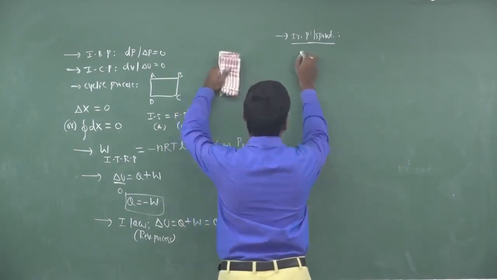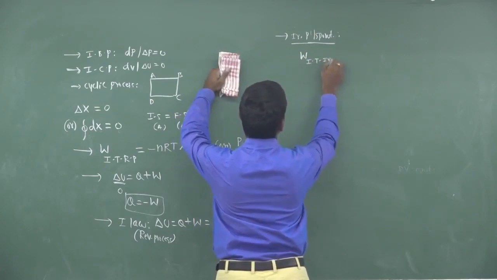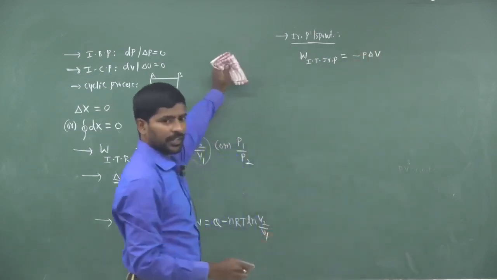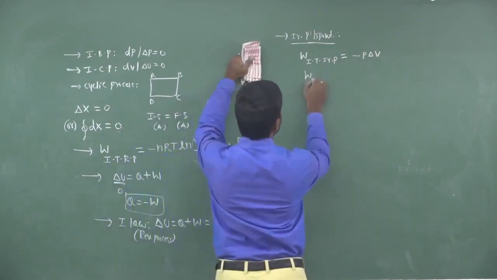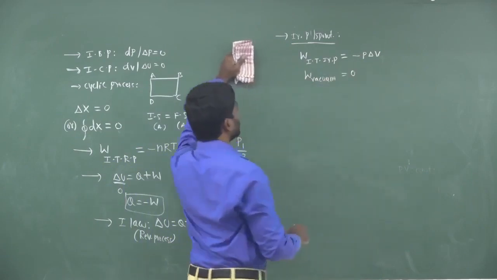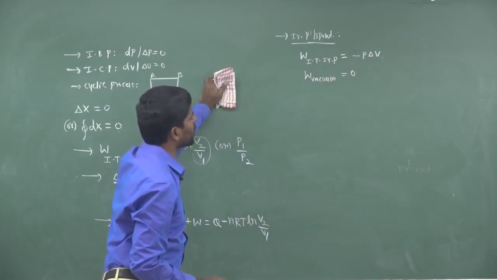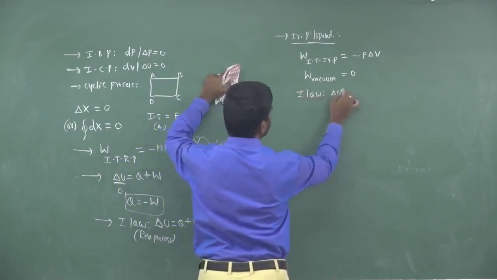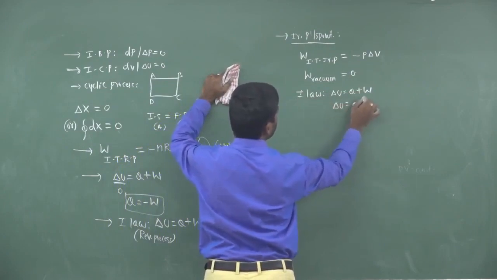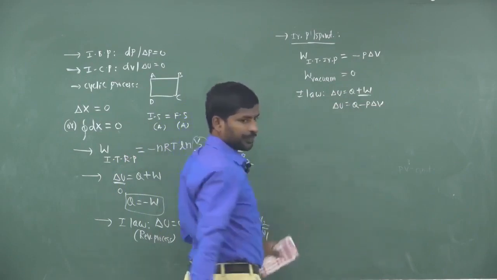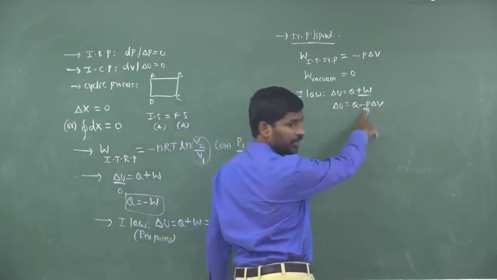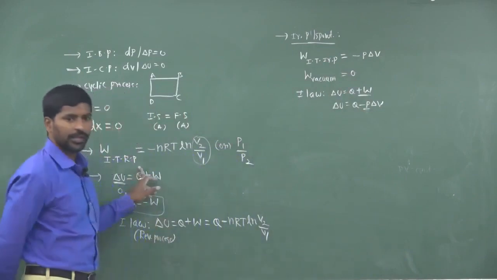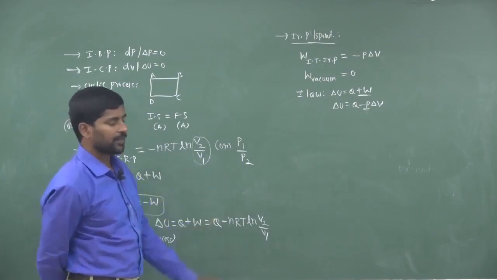What about work done during an isothermal irreversible process? It is minus P delta V, and if expansion is occurring against vacuum, we get zero. So from the first law, for an irreversible process, delta U is equal to Q plus W, and you can write W as minus P delta V, if expansion is occurring against constant pressure. But in a reversible process, pressure is not constant; every time pressure changes.